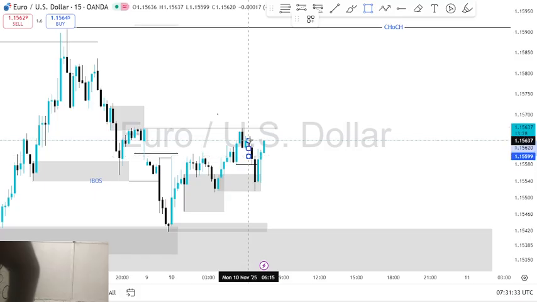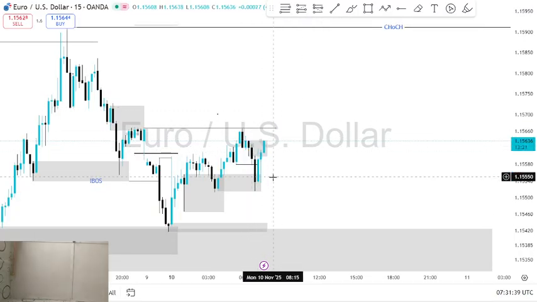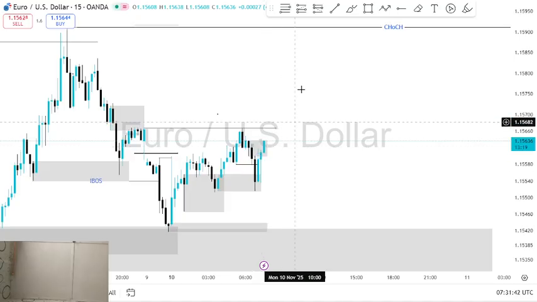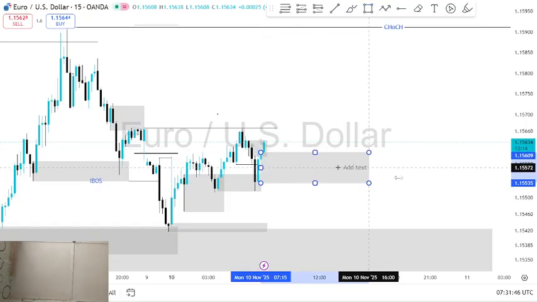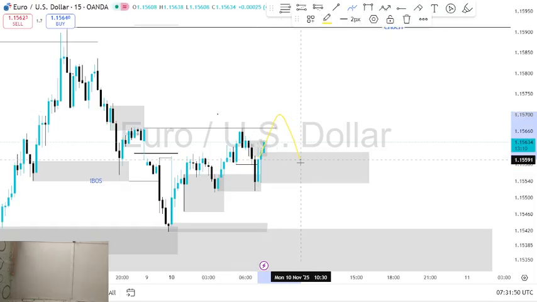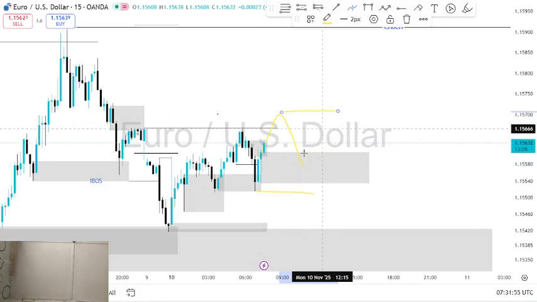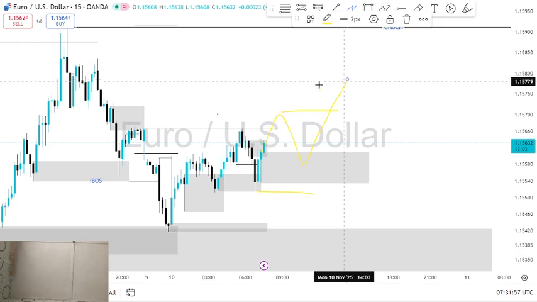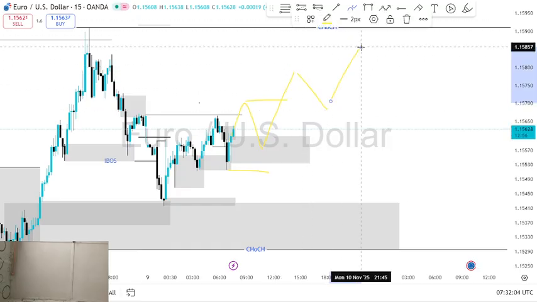So looking at this, you can see that we have this. We will expect first demand failure, first supply failure, and this one will be a flip zone where if price continues to break this, when price comes back into this, we can look forward to take this setup and continue the move.